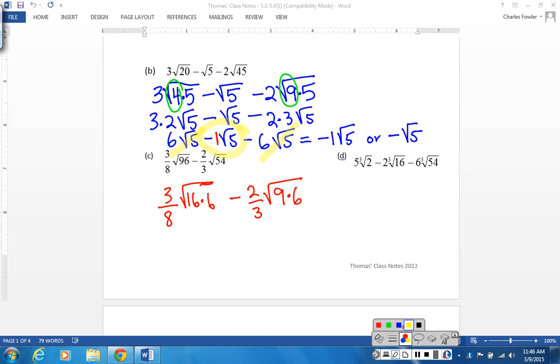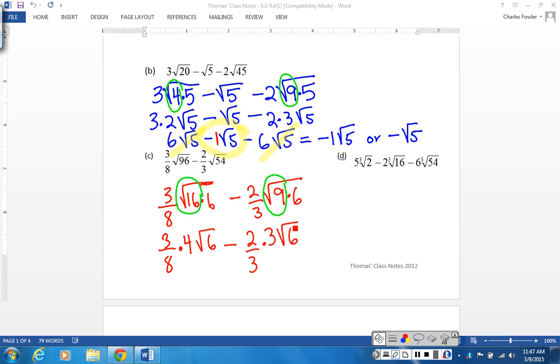Alright, so now let's break this down. We know that the square root of 16 is 4. We know the square root of 9 is 3. So we can take those numbers out. 3/8 is going to be multiplied times a 4 now, since the square root of 16 is 4. And 2/3 will be multiplied times 3 now, since the square root of 9 is 3.